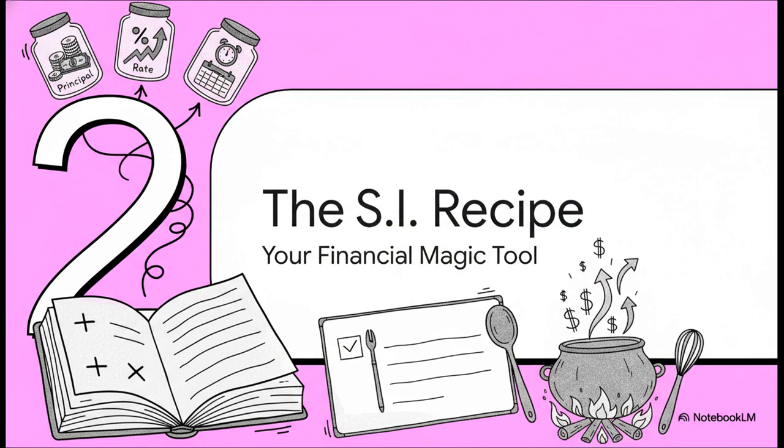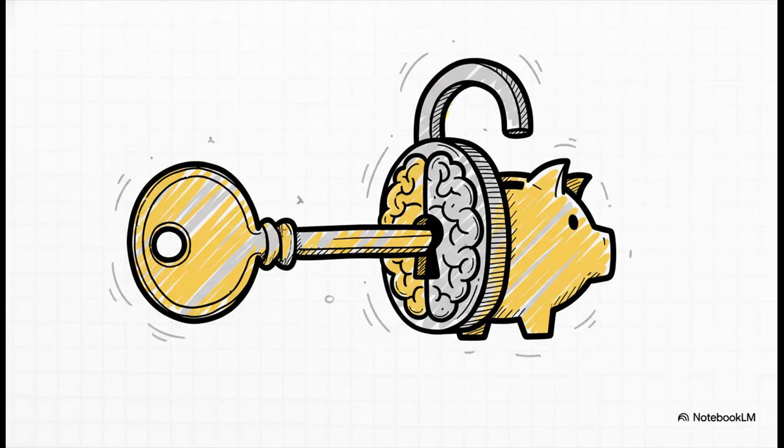So, we have our ingredients, right? Principal, rate, and time. The big question is, how do we combine them to figure out the interest? Well, for that, you need the recipe. And listen, this is not just some boring formula you have to memorize for a test. You should think of this as a powerful tool, something you can use every day to make smarter decisions with your money. It's the key that unlocks the whole thing.